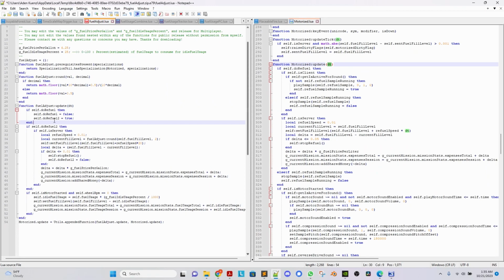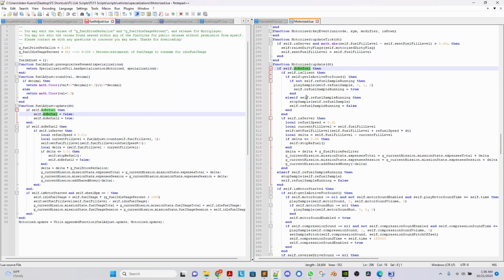Anyways, what he has over here, it's kind of clever. Self do refuel. What he is doing, he's saying false. So anytime you're refueling a vehicle, don't use the regular refuel, because then it's going to come over here and use do refuel here. So he's saying ignore what shows up here and instead do refuel over here. So when you're refueling, what he's forcing here is his variables, where he has fuel price per gallon, he puts that in here, versus the one that is used over here, which is g fuel price per liter.